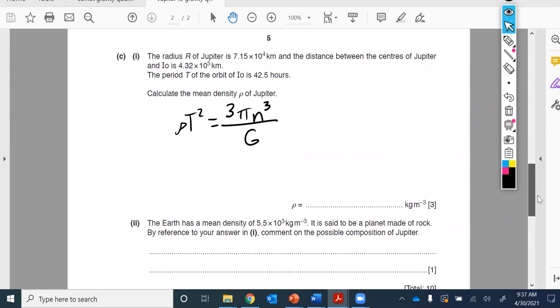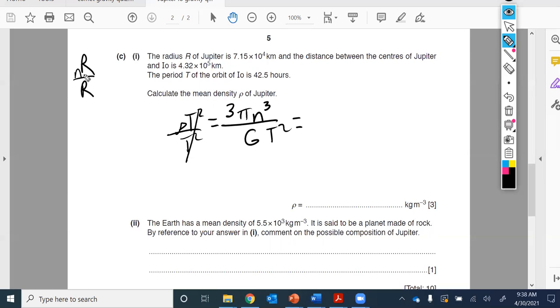Okay. So now we're going to use this to actually calculate the density of Jupiter. So let's get rid of that t squared, put it back over here. All right, now we got rho all by itself, and we just make some substitutions. We have to calculate n first. Okay, we know that the radius of Jupiter is r, and the distance from Jupiter to Io is n times r.